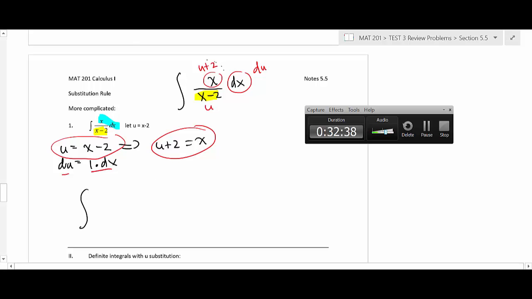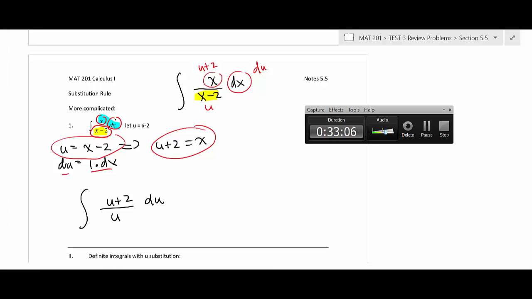That x is going to change into u plus 2. The x minus 2 is going to change to u. The dx is going to change to du. So the idea is you can do substitutions in a variety of different ways, but as long as everything's accounted for, you're good. So I basically had three pieces. I had this, this, and this. All got replaced. All right, do you guys see what I was doing at all?